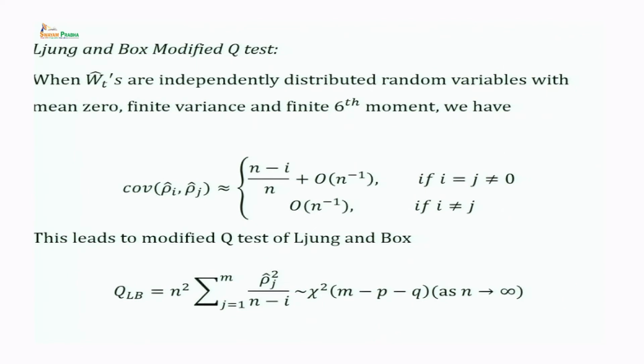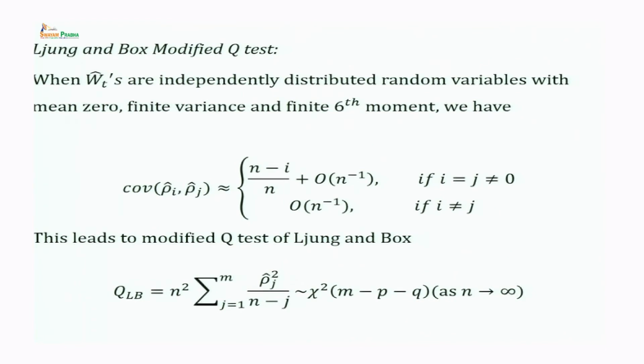Now, this leads to the modified Q test of Ljung and Box. Now, your matrix V is different. In the diagonal you have elements n minus 1 by n, n minus 2 by n, and so on, up to n minus m by n. So, Q L B is equal to n square summation j equal to 1 to m rho hat j square upon n minus j.